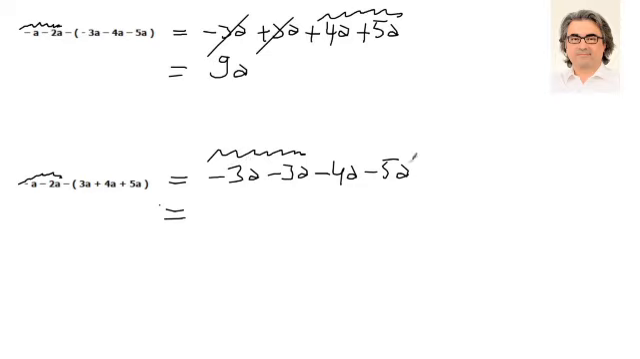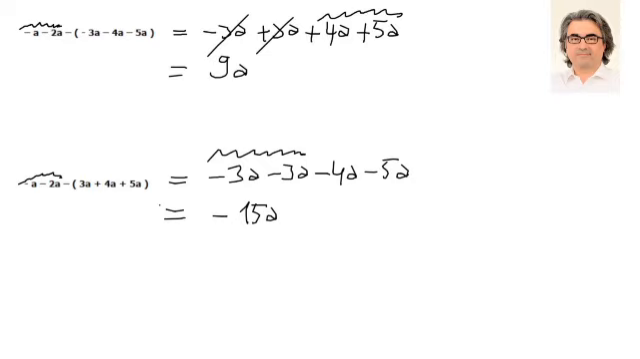I decided that these terms are like terms, and these terms have the same sign. So I should find their summation. 3 plus 3 is 6. 6 plus 4 is 10. 10 plus 5 is 15. Don't forget to write A. 15 times A. But what is the sign of 15 times A? The sign of 15 times A is the common sign of these four terms, which is minus.